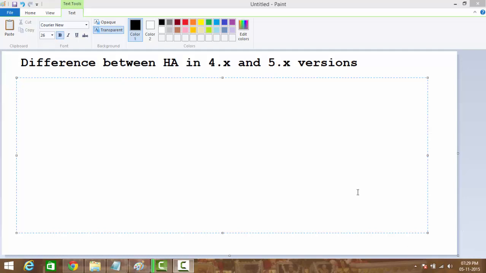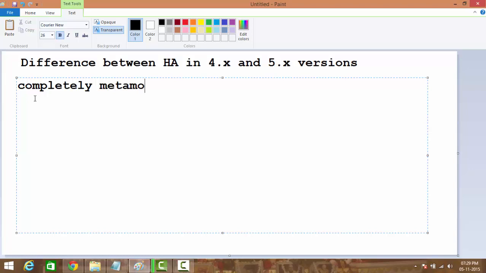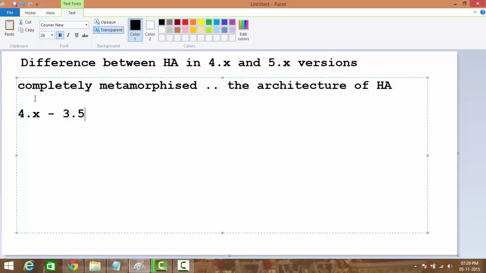In my last session I told you they have completely metamorphosed the architecture of HA. So what exactly did they do in 4.x days? By 4.x I mean 3.5, 4.0 and 4.1. HA used to work on the AAM daemon.